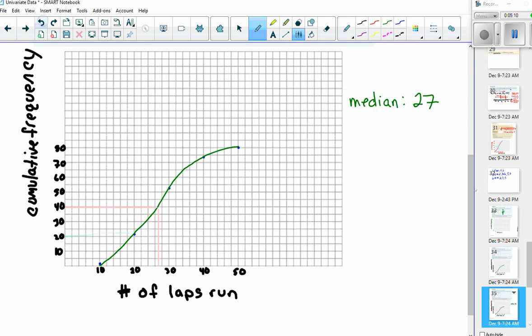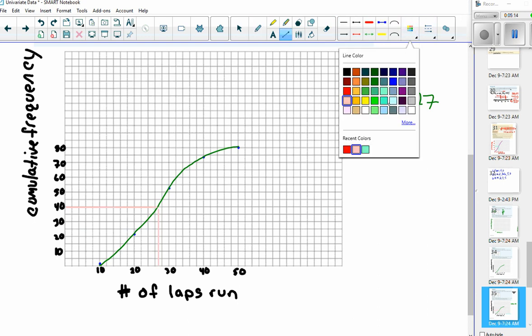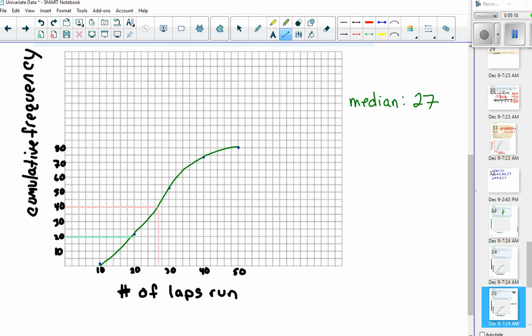Oh, that's not a line. Let's try that again. Okay, and then I'm going to stop, and then from there, I'm going to drop. So therefore, Q1 looks like it is at 19, close to 20 maybe, but I think it looks real close to 19.